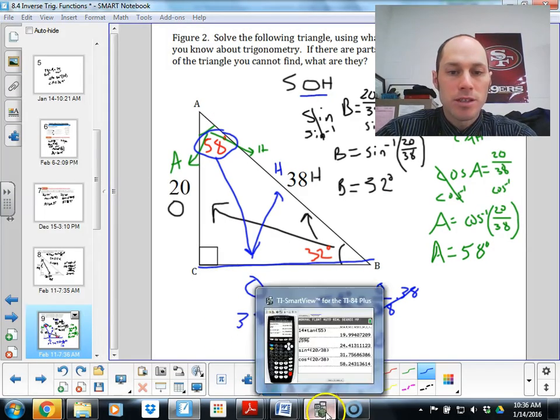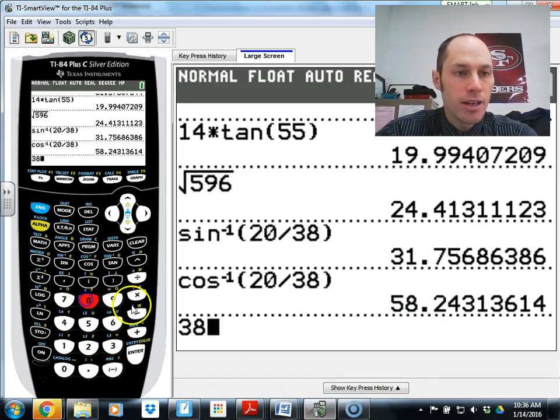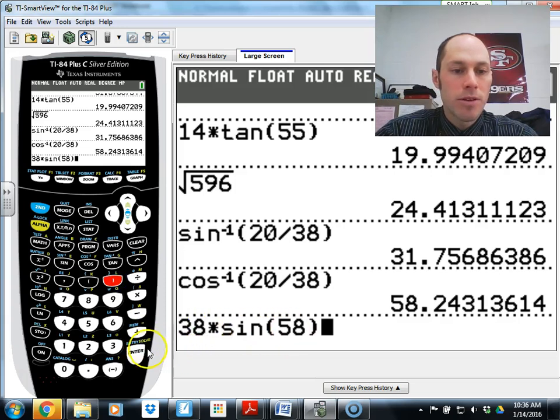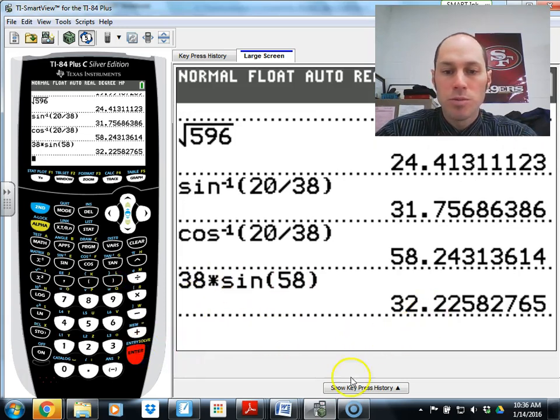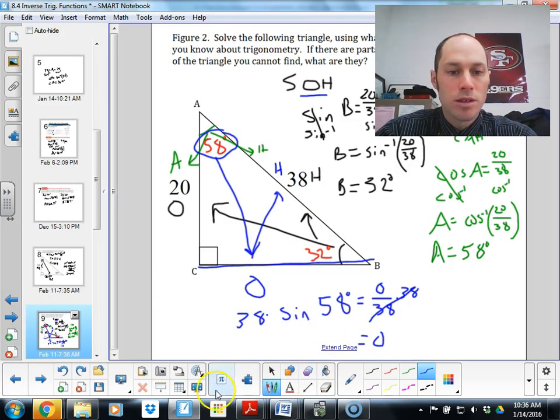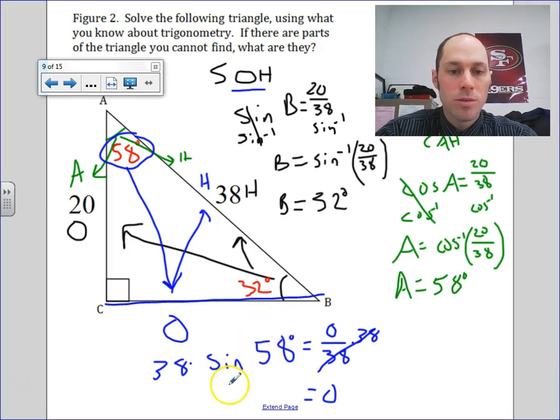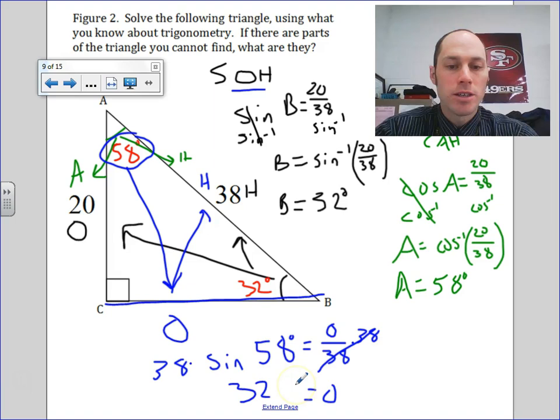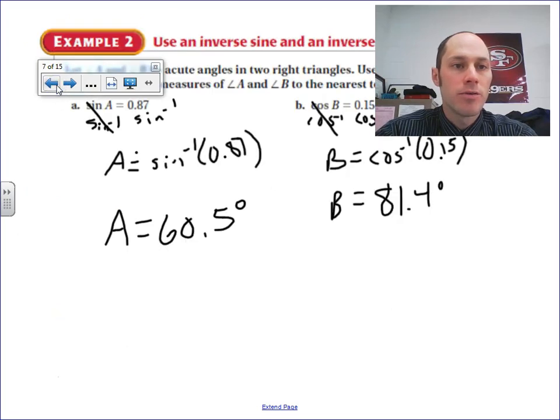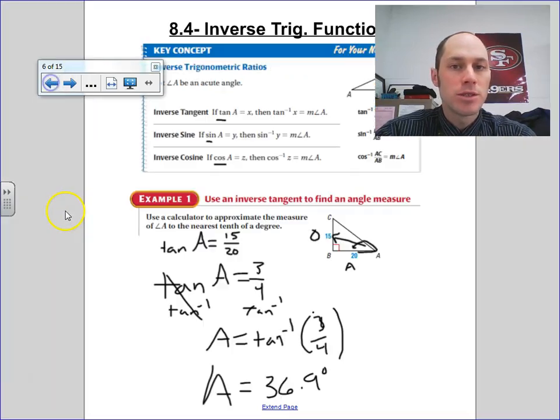And once again, we'll consult our calculator. Calculators are very handy in this lesson. 38 times the sine of 58 gives me 32.2. So O would be 32.2, or just 32 if we're going to the nearest whole number. Okay, so hopefully you learned some inverse trig, and we know how to use that on our calculator to find the missing angle when we know the ratio. We'll do some practice, and if you have questions, we can always take those in class.